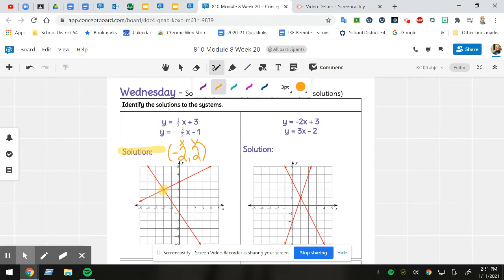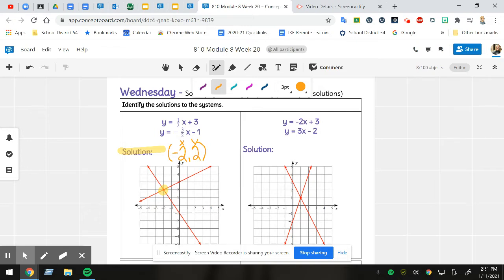If you look at those equations, notice how they have different slopes and different y-intercepts. So if you have different slopes and different y-intercepts, you're going to have one solution, and the solution is going to be a point, a set of coordinates. So this is one solution.